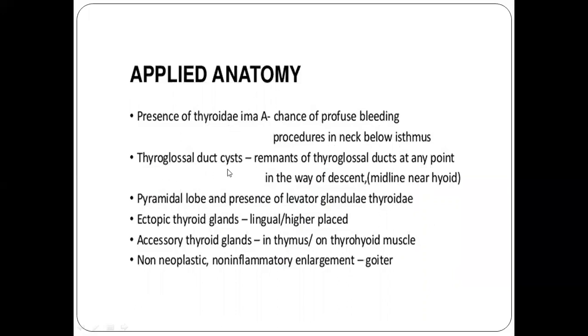So thyroglossal cyst, what are thyroglossal cysts? The thyroglossal duct from the foramen cecum comes downward and forms the thyroid gland. So whenever remnants of the thyroglossal duct occur at any point in their descent, they form the thyroglossal cyst. They are in the midline, and they have mucus secretion in them. Sometimes these thyroglossal cysts burst and form a thyroglossal fistula. These thyroglossal cysts are attached to the body of the hyoid bone.